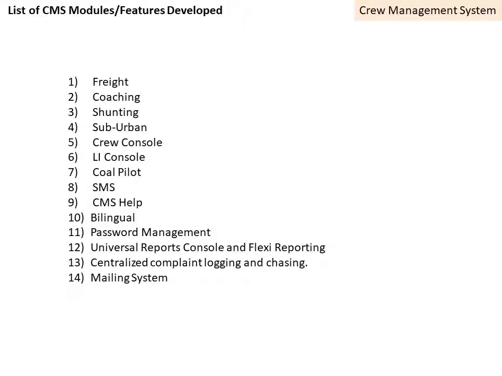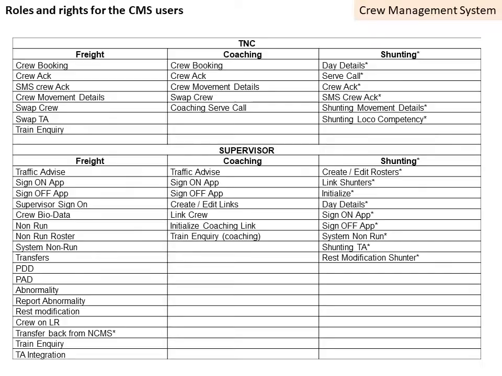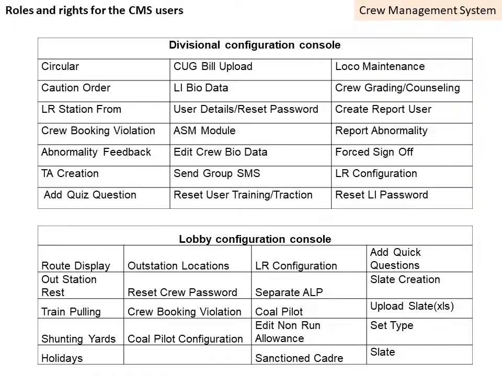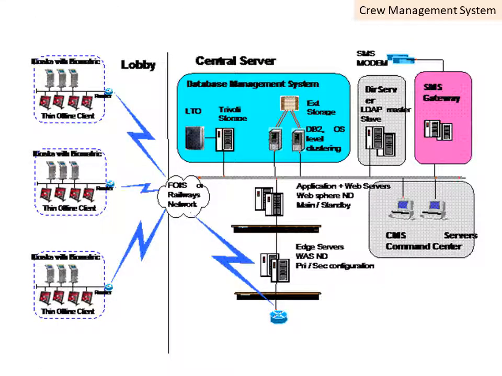Universal reports and centralized complaint logging and crashing. Mailing system and TNC both cannot be done. Only lobby configuration can be done. LR configuration and which section to be added can be done by using the central server. The entire database will be saved in one place.